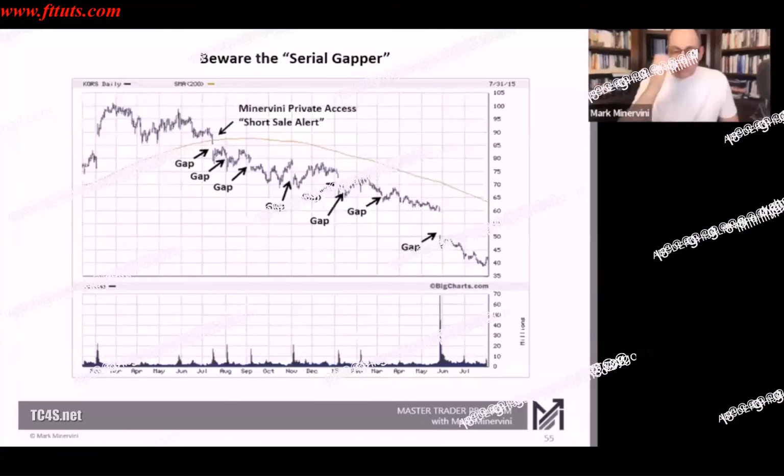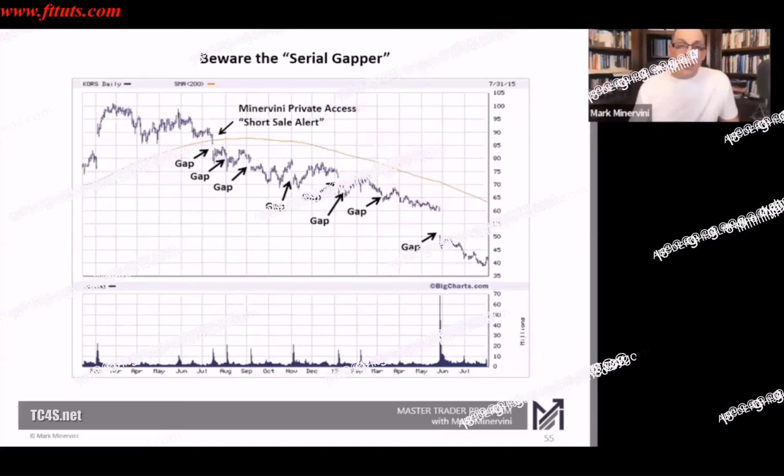This is something we call serial gappers. Once you go into a downtrend, what you'll see is you'll get a lot of unhappy surprises. You get a lot of downside gaps. This was when Coors topped. When it broke the 200-day, closed below it, we put it on the short alert list, and look at all the gaps. And I've got to give David Ryan credit, because this is his term. He called them serial gappers one year, a long time ago, 6 or 7 years ago, in the Master Trader Program, and I've been using it ever since.